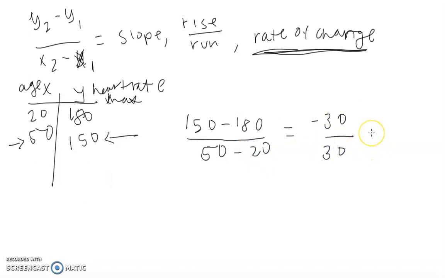Okay, so 30 divided by 30 is 1. But since there is a negative here, you need to do something with this negative, because a negative divided by a positive always gives you a negative. So you're just going to put the negative beside the 1. This shows that when you're drawing the graph, the line goes down this way, which shows that it is decreasing over age, or decreasing over time. In this case, it's over age. So the maximum heart rate is decreasing with age.